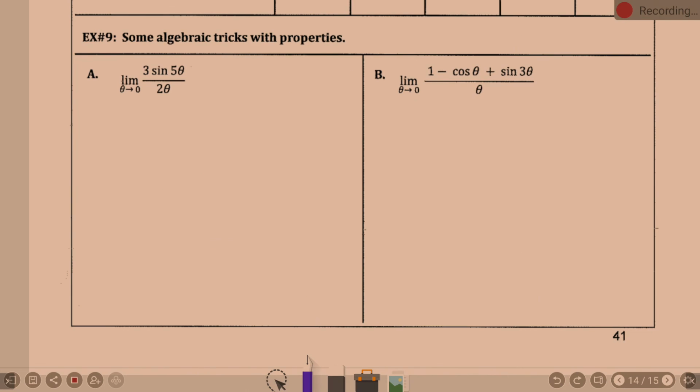Okay, some algebra tricks with properties. You can take a guess by looking at this, and your guess is probably going to be right. Now, if we do a little math, what are you guessing the answer is going to be? 11 halves. 11? Where'd you get 11? 8 halves. I don't know, 15 halves. Yeah, 15 halves is what I'm looking for.